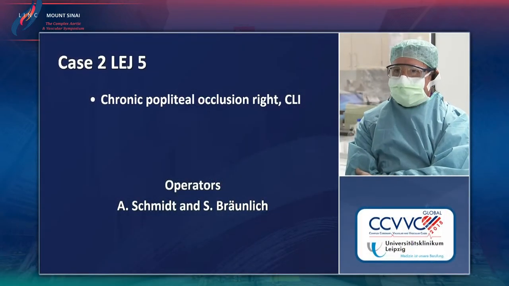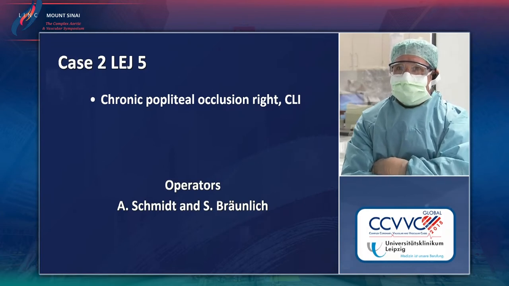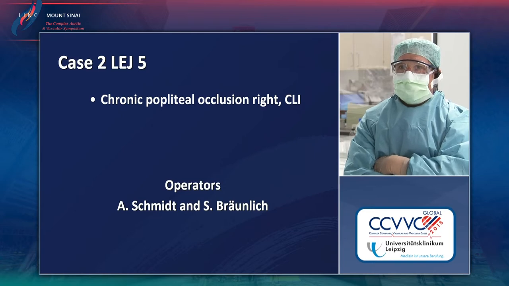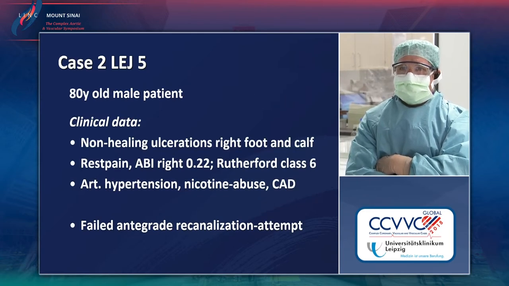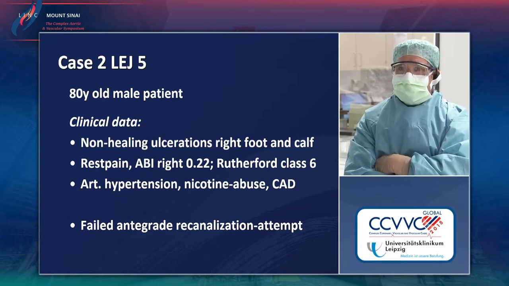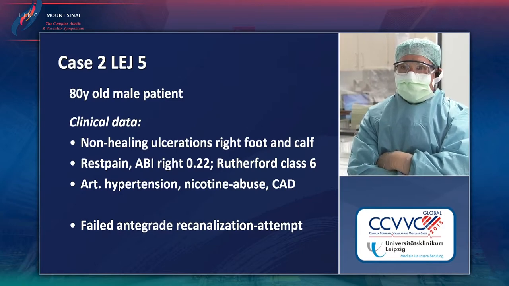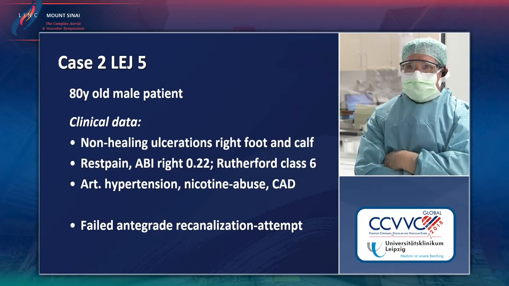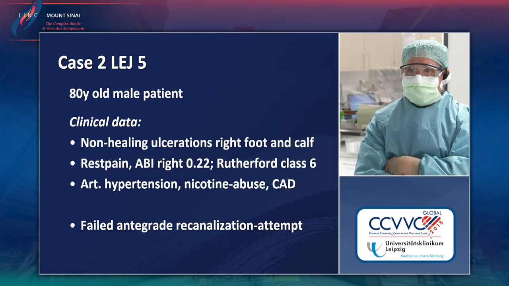Yeah, sure. Thank you, Andre, and good morning also from my side. This is an 80-year-old patient. He has a chronic popliteal occlusion on the right side, as this is clinical data. He has some small ulcerations on the right foot and also on the calf with rest pain. ABI is low, 0.22. He has arterial hypertension, is a smoker, and had coronary artery disease as well.